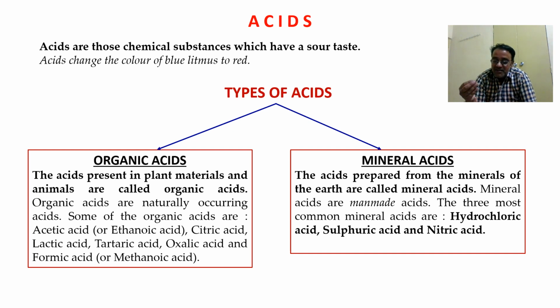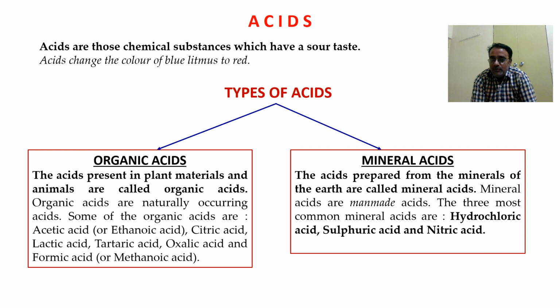These are very dangerous, and they can burn our hands and cloth also. These acids should be handled with care. In the laboratory, acids are generally mixed with water to dilute them. Such acids are called dilute acids. So dilute acids are less harmful to us. Now, these are the types of acids.